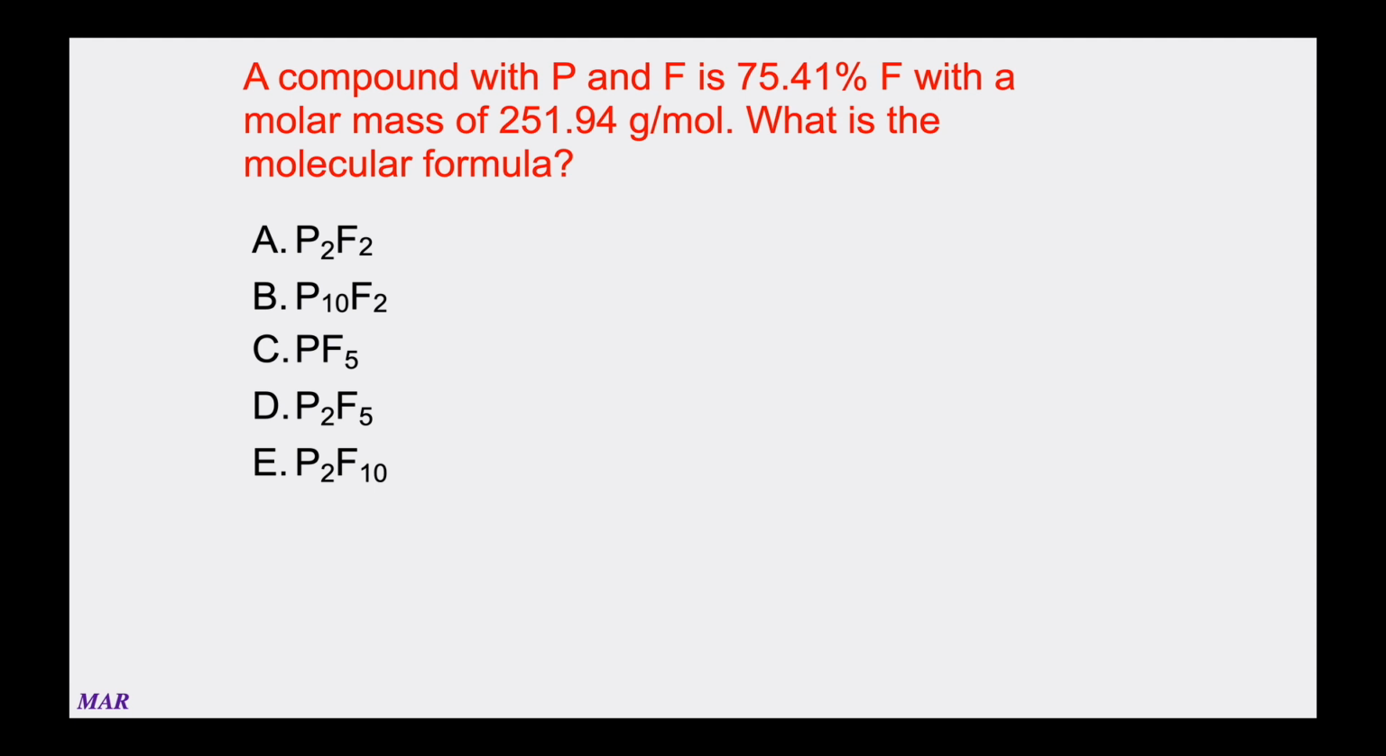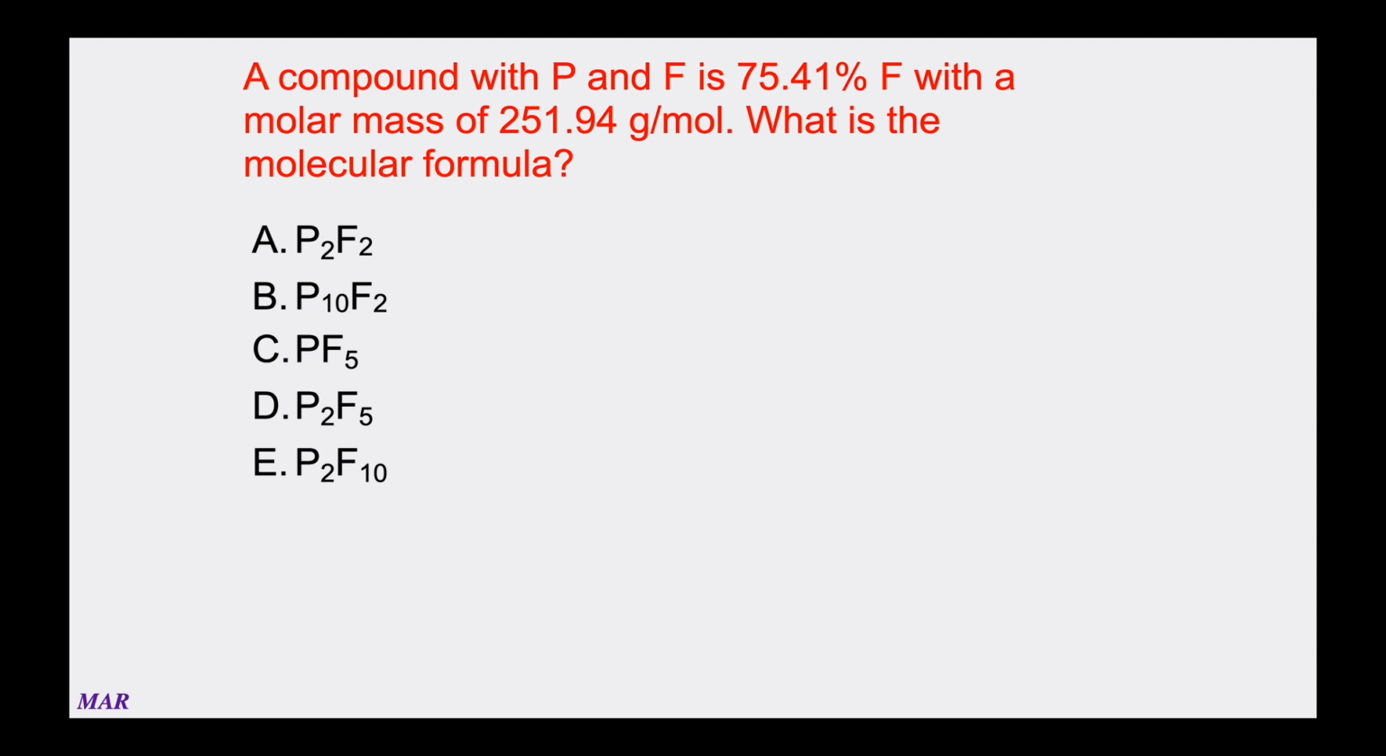Anyway, after that, it says there's a molar mass of 251.94 grams per mole. 251.94, that's the molar mass of the whole compound. We can use this information to calculate the molecular formula of the compound. And there are 5 possibilities here. Now, this problem is basically a summary of the last couple problems we've done.